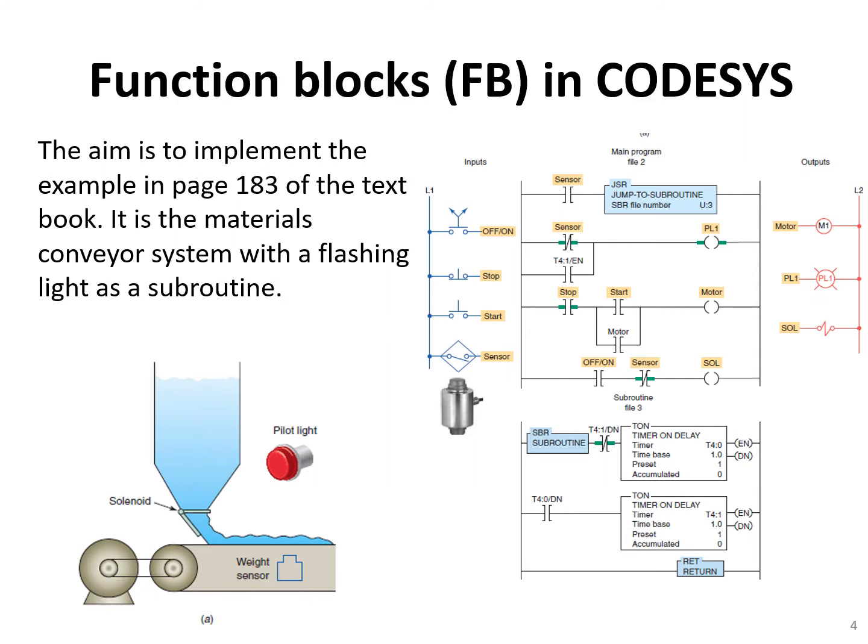Function blocks FB in Codesys. The aim is to implement the example on page 183 of the textbook. It is the conveyor system with a flashing light as a subroutine. So here we already developed and explained this example before. This is a conveyor and there is a weight sensor here. This is a pilot light.